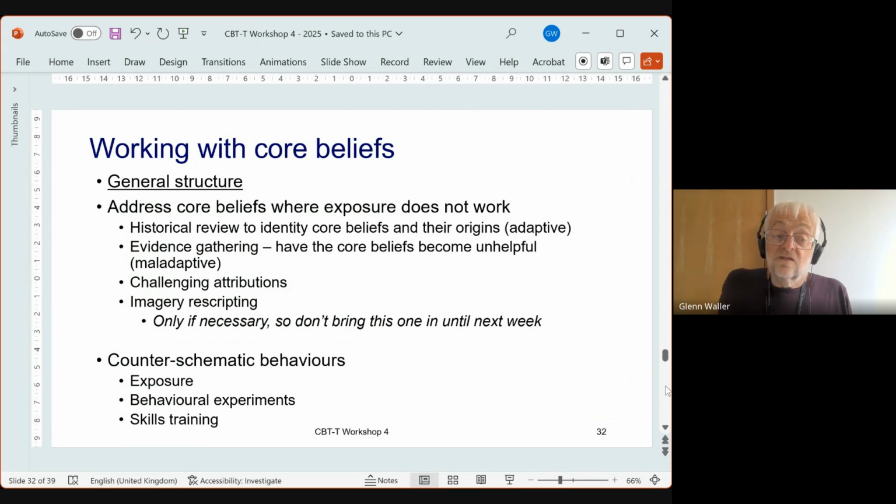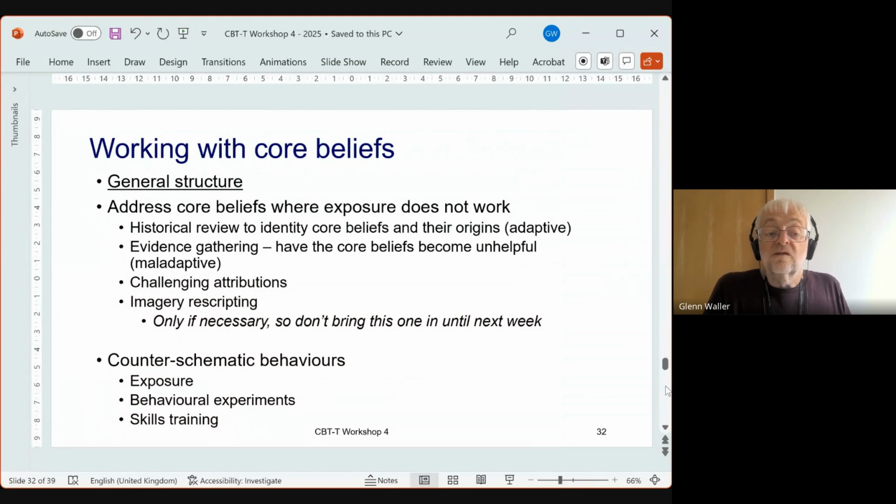And so the broad techniques for working with core beliefs, we've got historical review, we've got evidence gathering, we challenge attributions, and we use imagery scripting. That one I'll come back to next week. The other thing I'll come back to next week is counter-schematic behaviors. Because however good your cognitive work might be, ramming the point home with some behavioral change is always, always helpful. So next week, imagery scripting, counter-schematic behaviors.